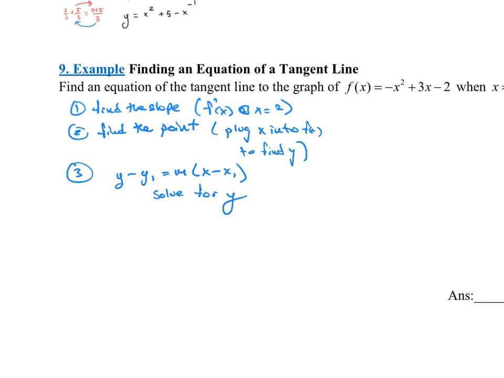If it says using the definition of derivative, you have to do it with the limit process. This one doesn't. So let's look at number 1, finding the slope of the line. To find the slope of the line, I need to know the derivative. What's the derivative of negative x squared? Well, that would be negative. The derivative of x squared would be 2x to the 1, which is just 2x.